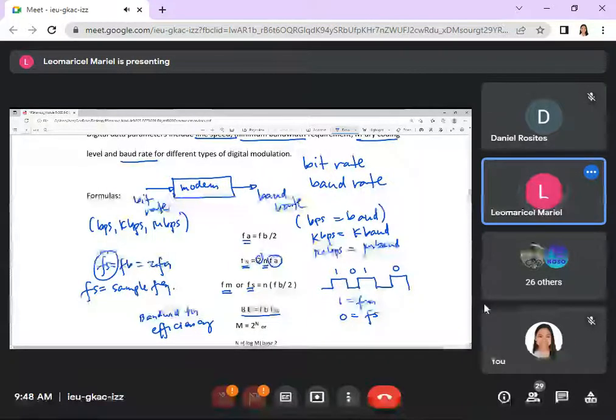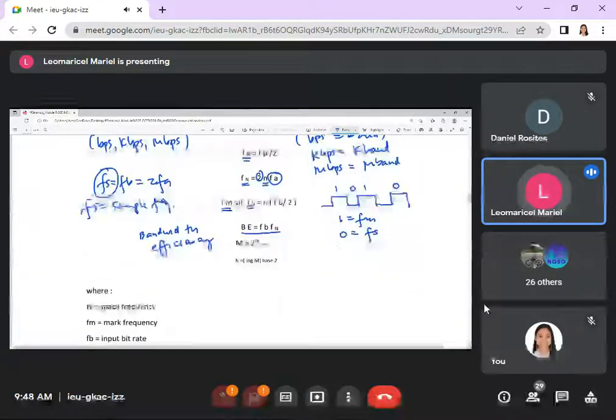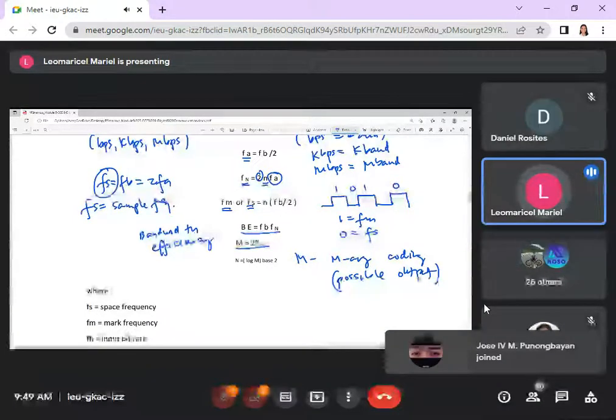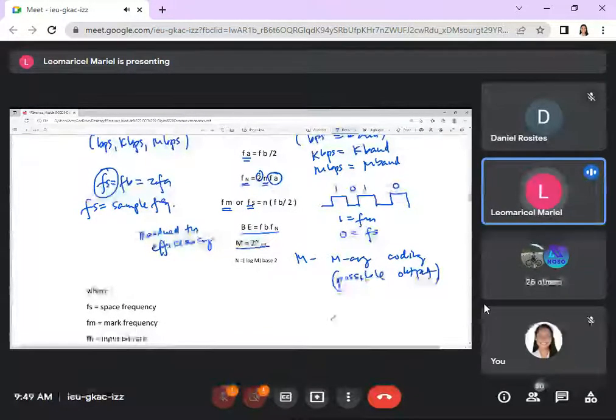Okay. And ito pa another formula natin, that will be the M is equals to 2 raised to n, or n is equals to log of M to the base 2. Actually, your M here is your M-ary coding. So your M is for M-ary coding or yung tinatawag natin na mga possible outcomes o output combination. Pag sinabi nating 32 QAM, so there are 32 possible combination. Yan ibig sabihin ng M-ary. Okay, so yung mga formula natin na yan, kailangan yung tandaan.